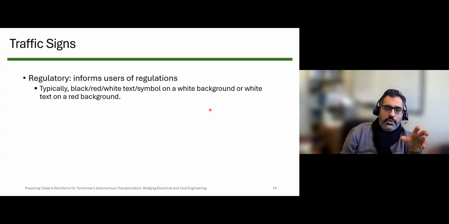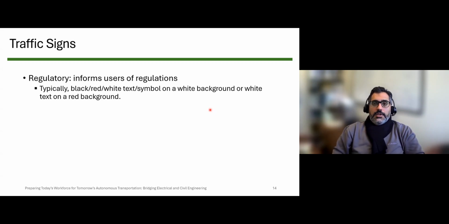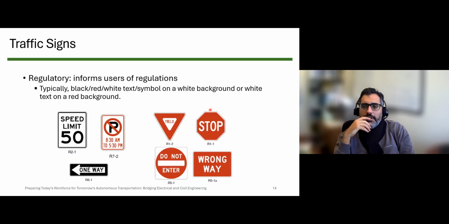First category is what we call regulatory, which is going to inform road users of regulations. These signs are typically black, red, or white text or symbol on a white background, or white text on a red background. Look at these signs, for example, showing a speed limit. What do we see here? We see black text on a white background. What is it enforcing? A regulation of speed that you cannot go more than 50 miles per hour.